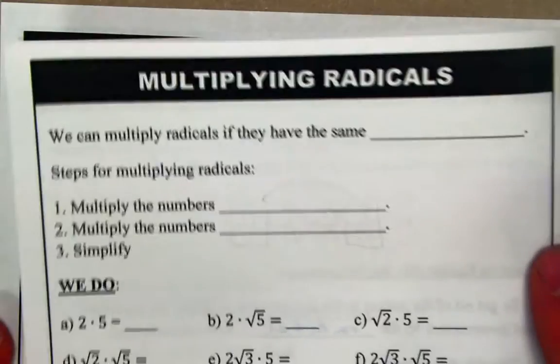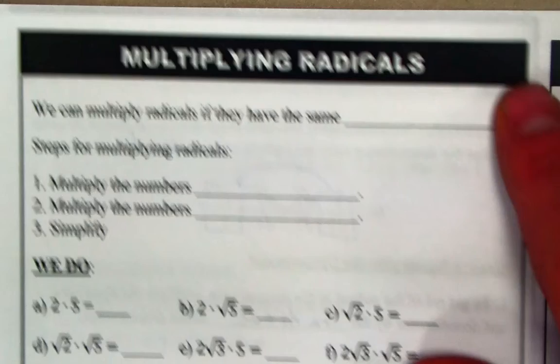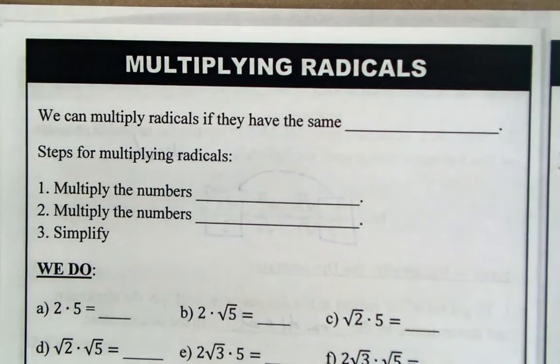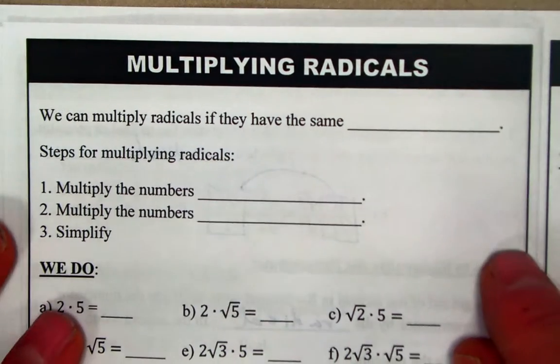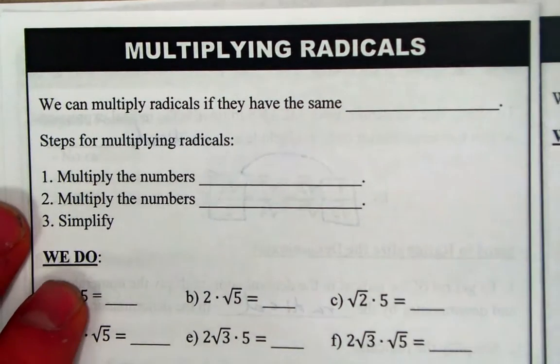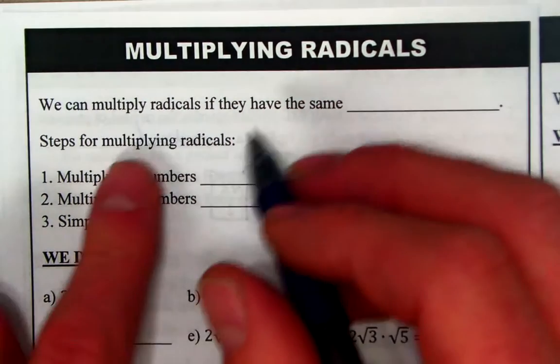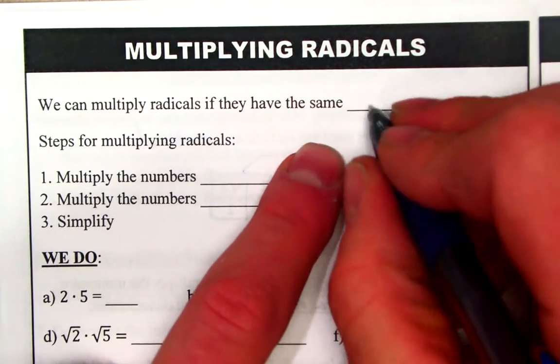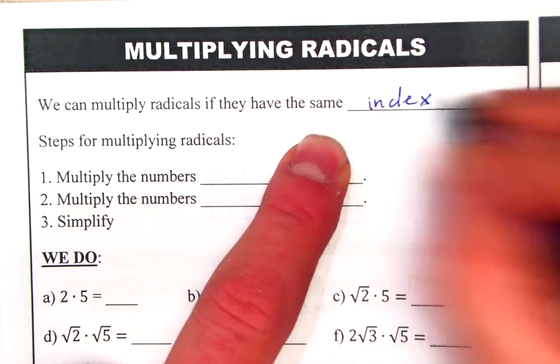All right, so now the last two things are just how to multiply with radicals and how to divide. And we've already practice it a little bit, but this will just give you hopefully a clear understanding how it works. You can multiply radicals if they have the same index.